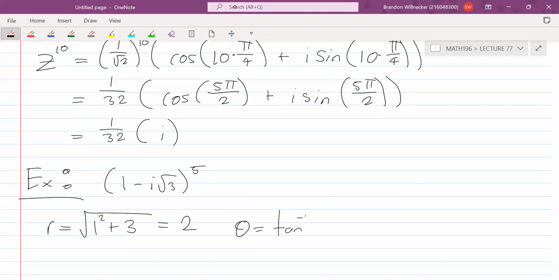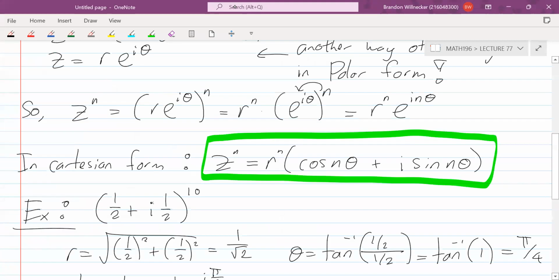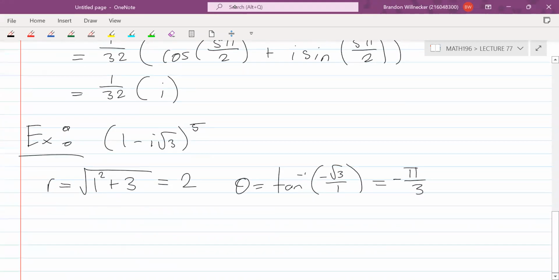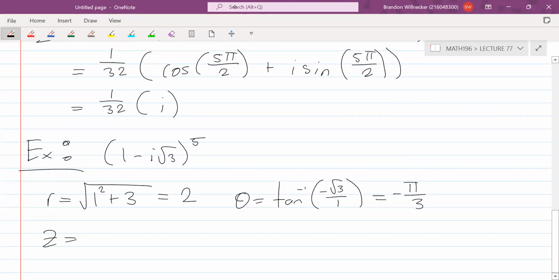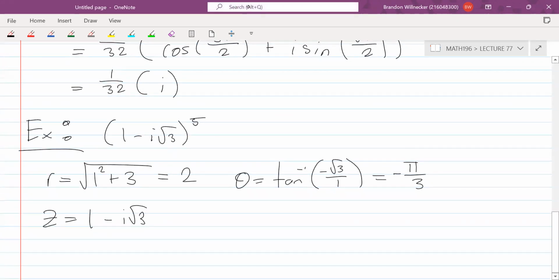Theta is going to be arctan of minus root 3 over 1, so that's going to be minus pi over 3. Okay, so we've got the r value, we've got the theta value. We can now write this in polar form and then take the nth power of that. So if we just say that z is equal to 1 minus i root 3, we want to calculate z to the 5.